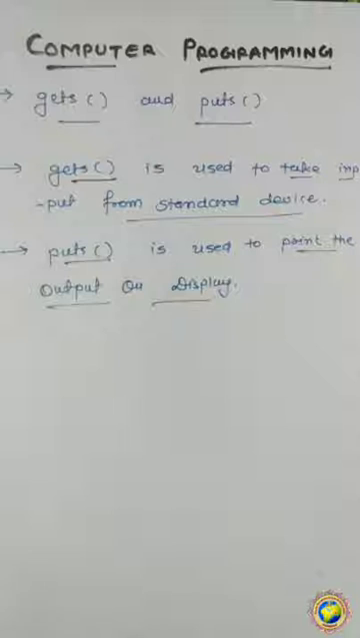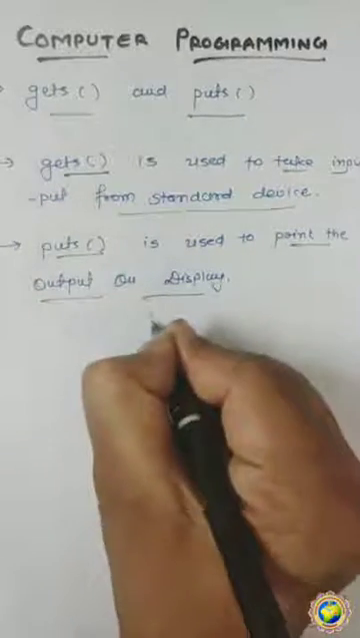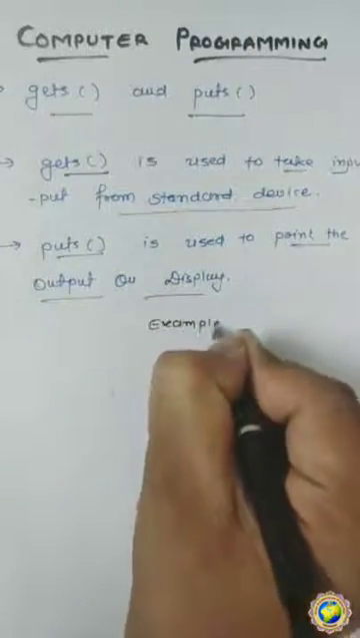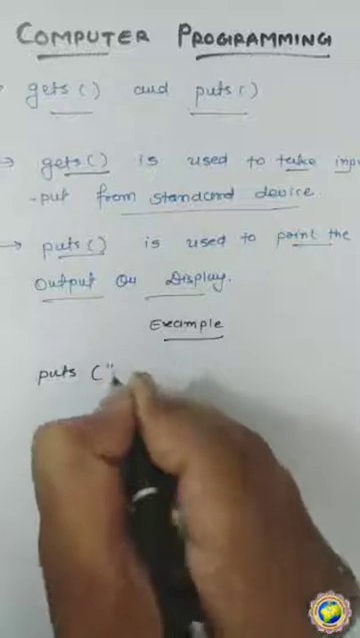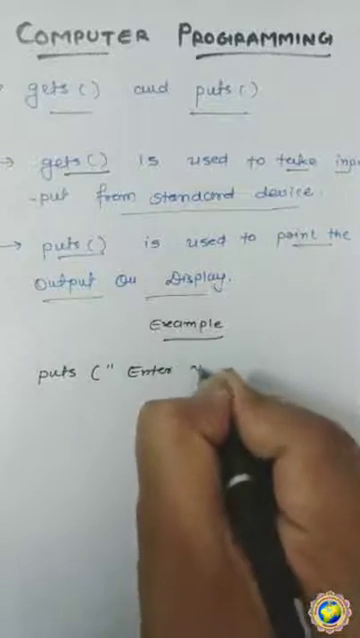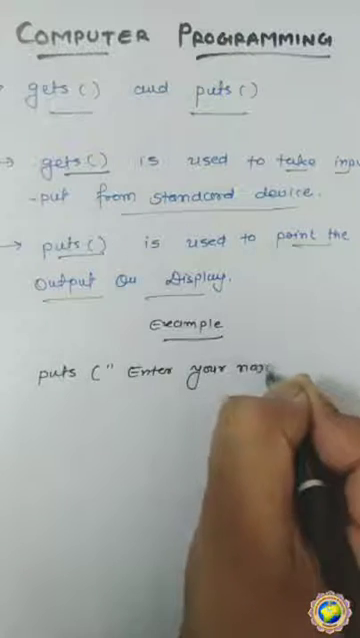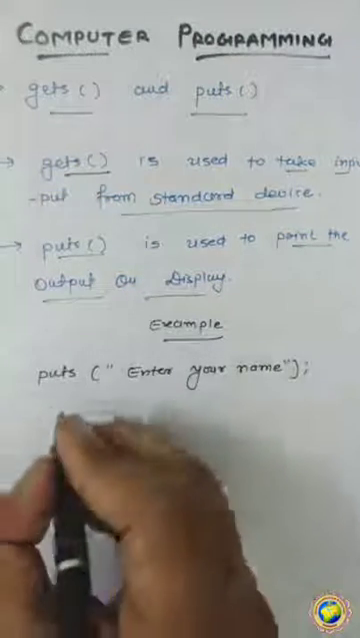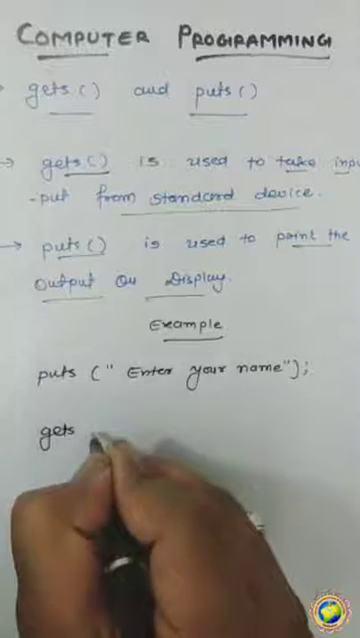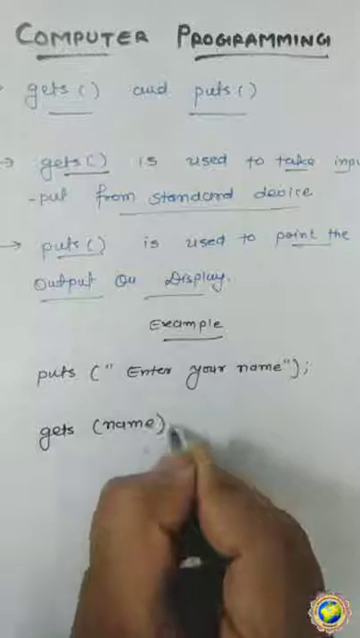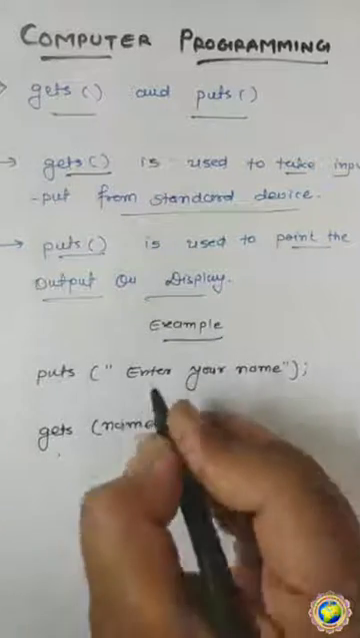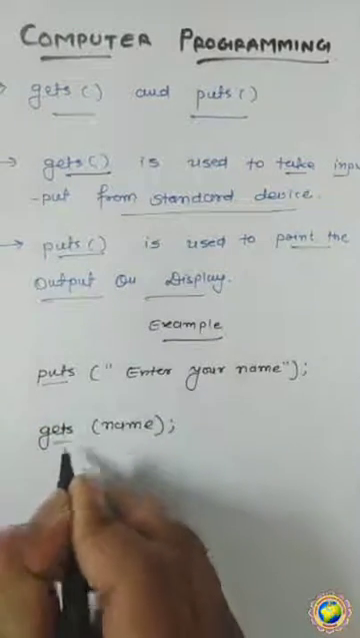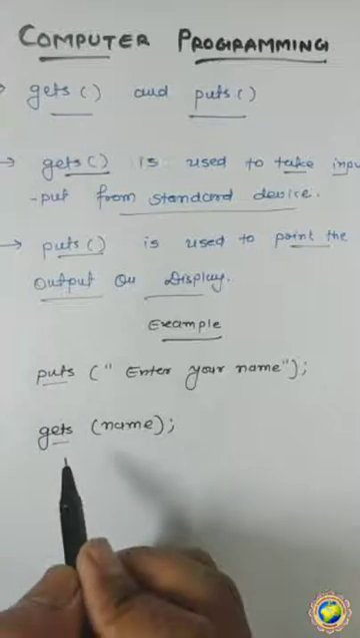In a previous lecture we also saw an example. Let's revise that example again for printf and scanf. For example, we can write puts "enter your name", okay, and gets name. So here you can see that this is the puts and this is the gets.